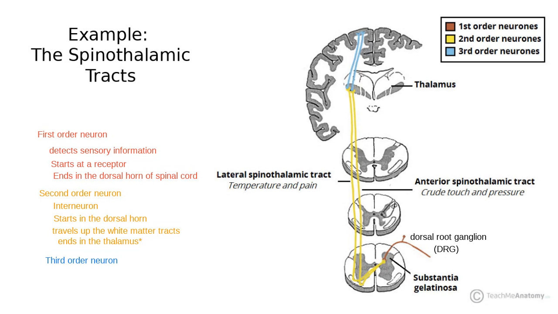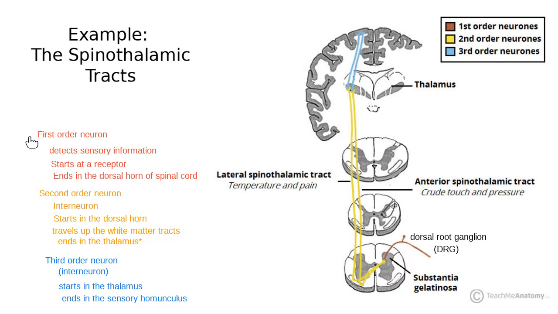So let's outline that third order neuron. The third order neuron, I'll put in parentheses, it is also technically an interneuron. It's sending information up to the brain. It starts in the thalamus and it ends in the sensory homunculus, or it ends in the particular part of the brain where I can process that sensory information.